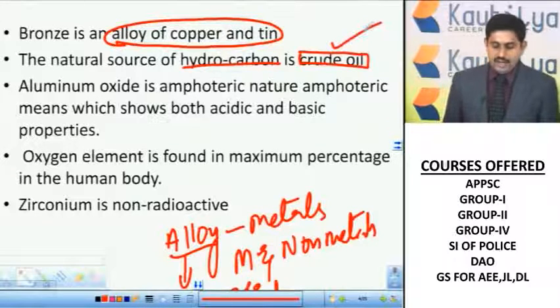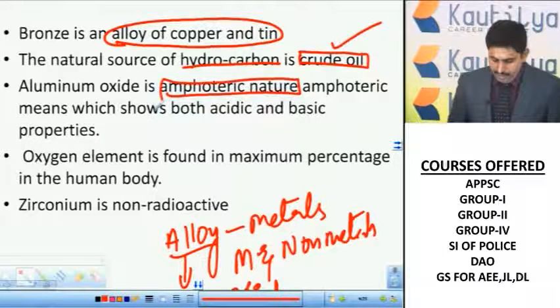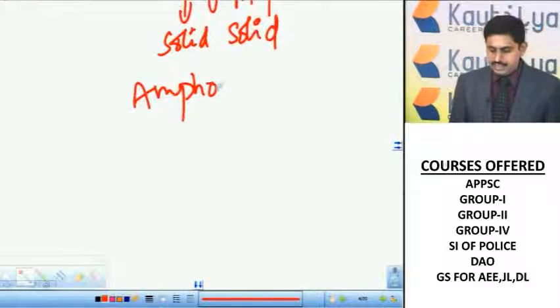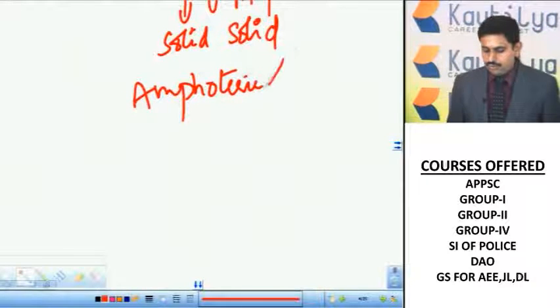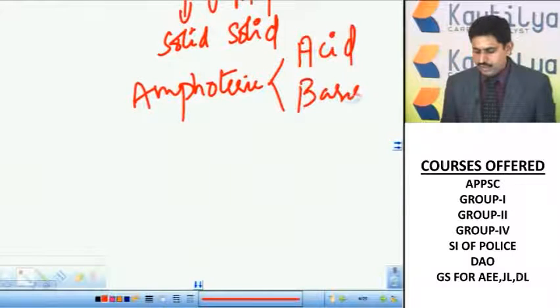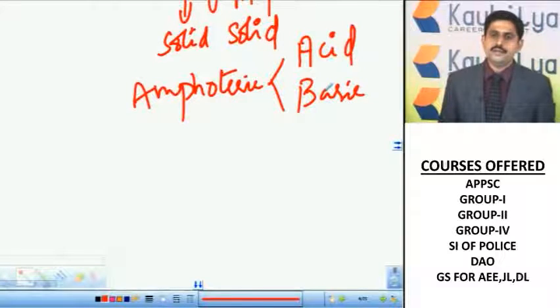Okay, next one, aluminum oxide is amphoteric in nature. Amphoteric means what? Ampho means dual or two. Amphoteric nature means having both acidic property and basic property, both acidic character and basic character. If any given substance, it may be an oxide, a hydroxide, or any substance, is considered amphoteric in nature, that means it has both acidic and basic property.